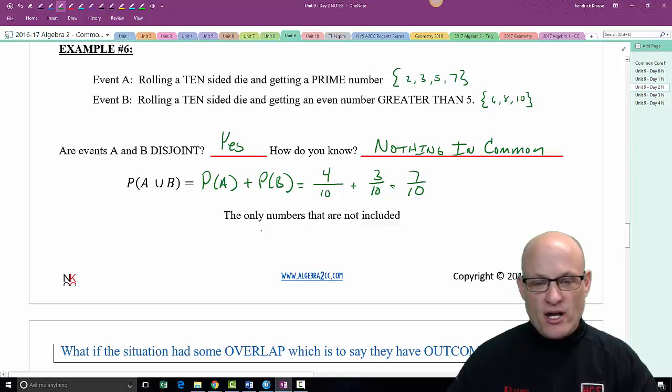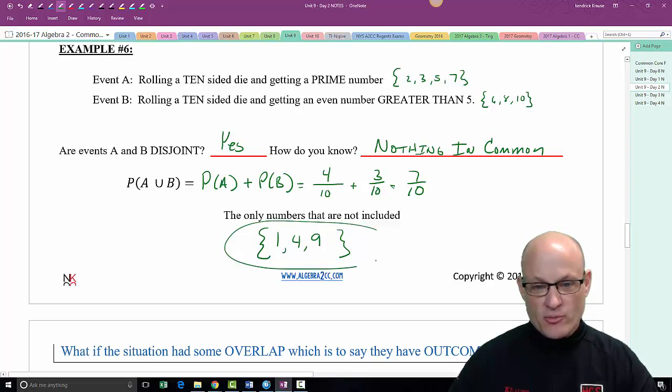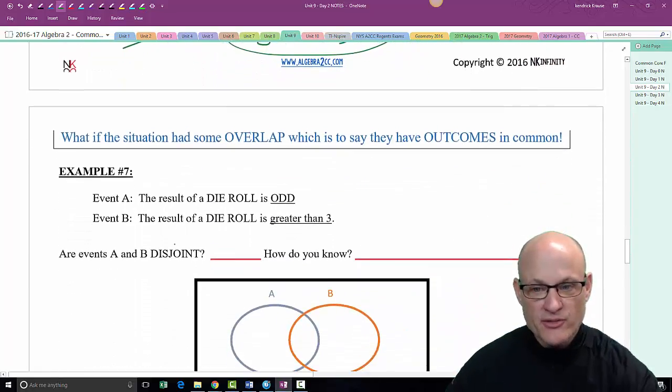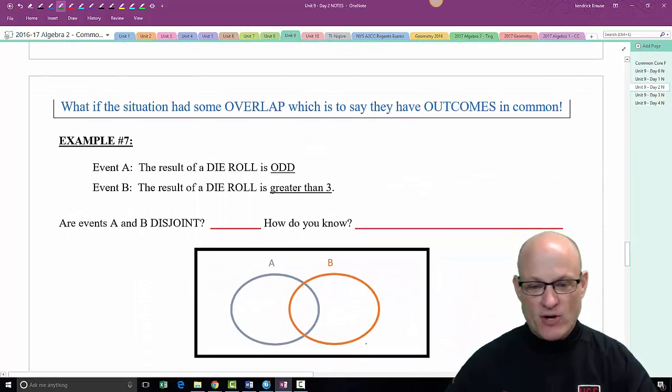In other words, what numbers aren't included? Well, the only numbers that aren't included are 1, because it's not prime, and let's see, what else is not included? 4 and, what, 9? I think 9 is the only other one not included. So again, notice this would be the complementary event of A or B. And notice they add up to 1. All right, I'll pause and I'm going to come back and we're going to talk about what happens when they have overlap.